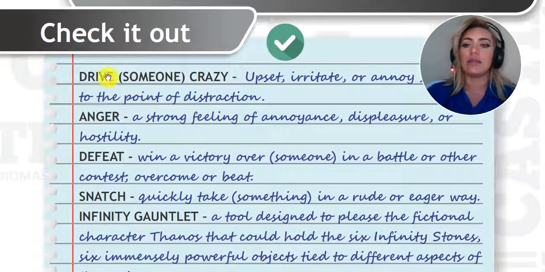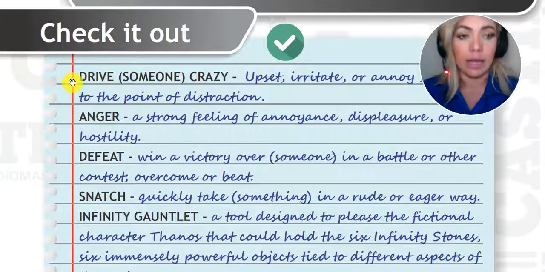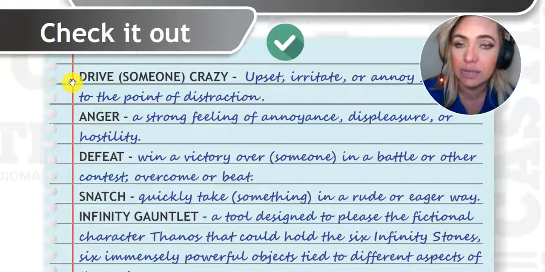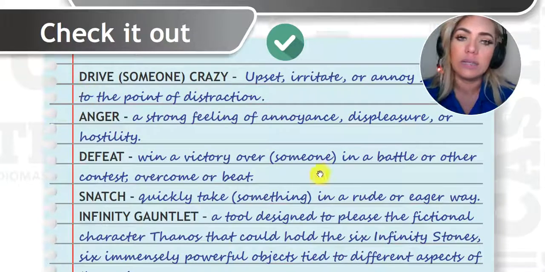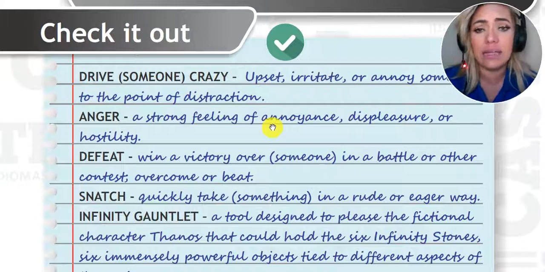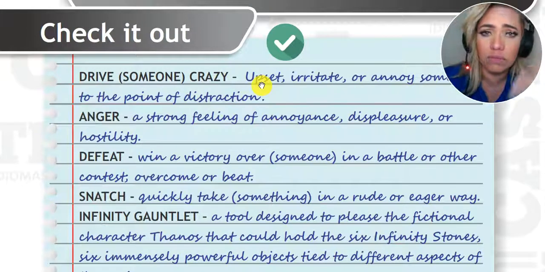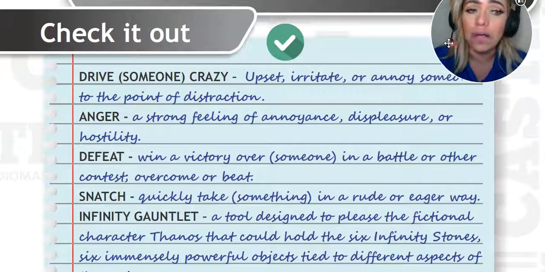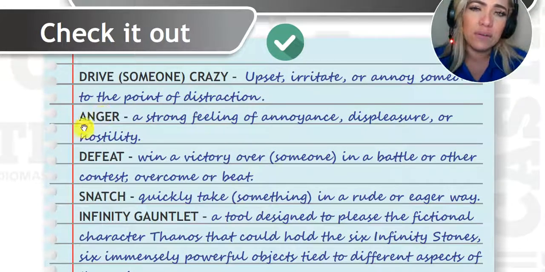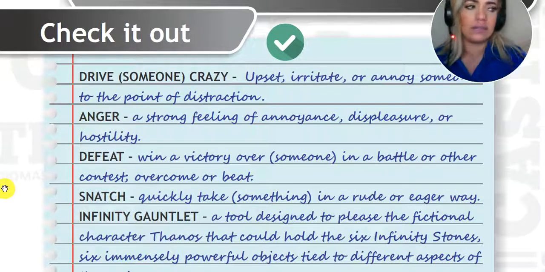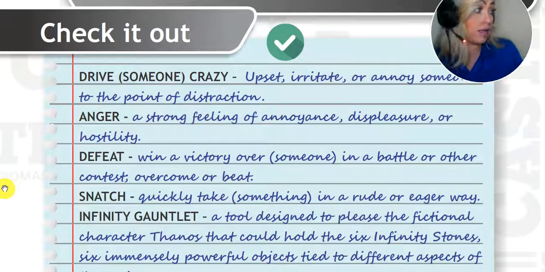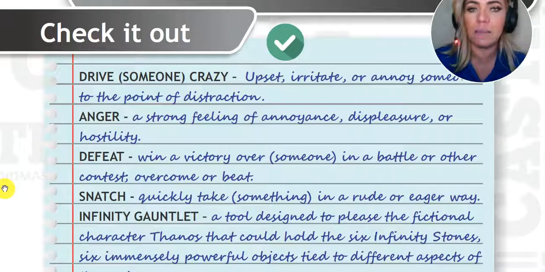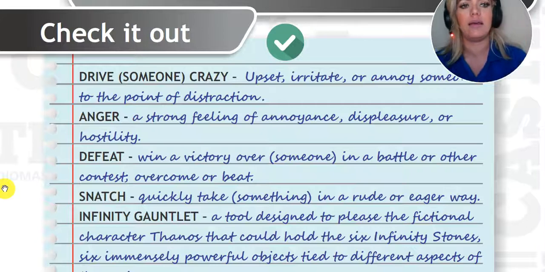The first word is drive. Okay, so drive someone crazy. When you say, "Oh, she's driving me crazy," you're talking about someone that is upsetting you, irritating, annoying, okay? Like someone is doing something and you say, "Hey, hey, hey, stop, you're driving me crazy." Like, you're really upsetting me, annoying me. Stop. That's it.